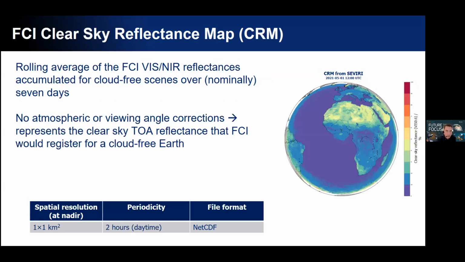Okay, next one up is the clear sky reflectance map. So this is basically the clear sky reflectances that we measure in the visible and near infrared channels, and they are averaged or accumulated over a period of time. Normally it's 7 days, and then after 7 days they are averaged and disseminated out to the users.